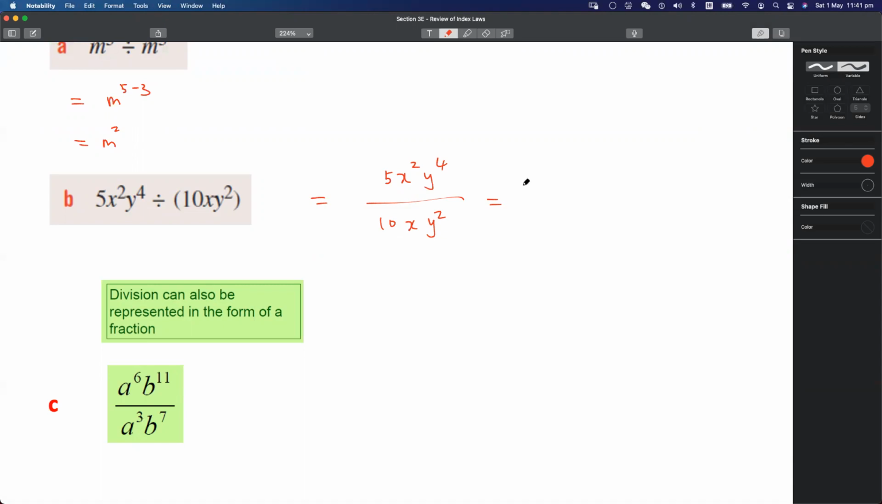5 and 10 could be simplified. Divided by 5 gives you 2 on the bottom. x squared divided by x will give you x on the top. y to the power of 4 divided by y squared gives you y squared on the top. And let's write it in a clearer way. That's just going to be 1/2 xy squared.